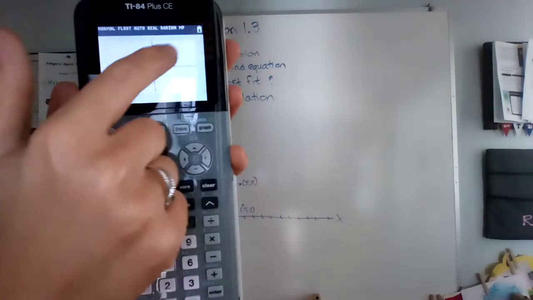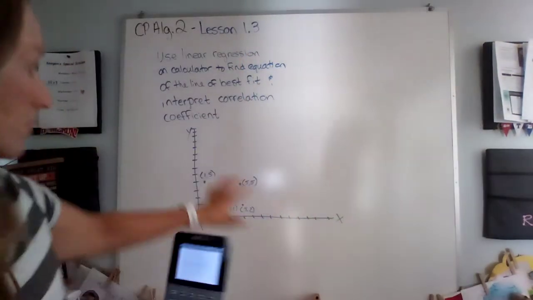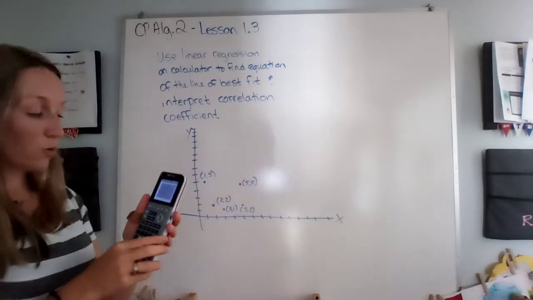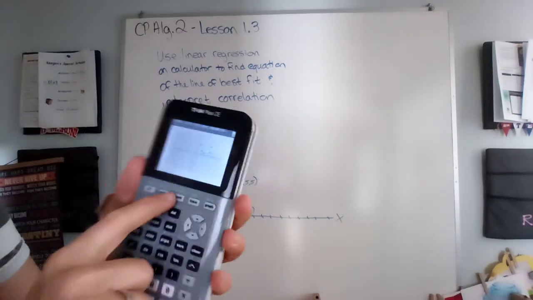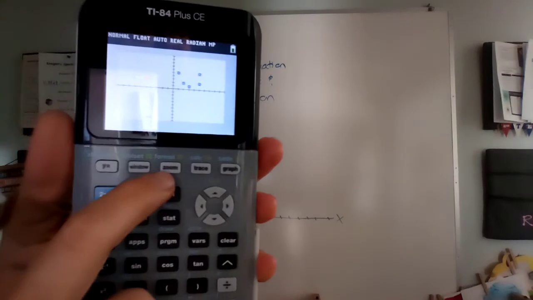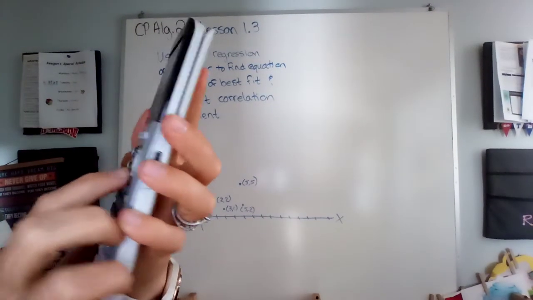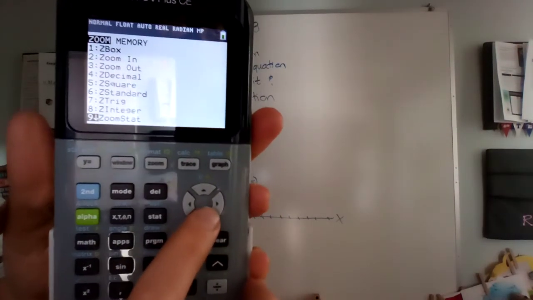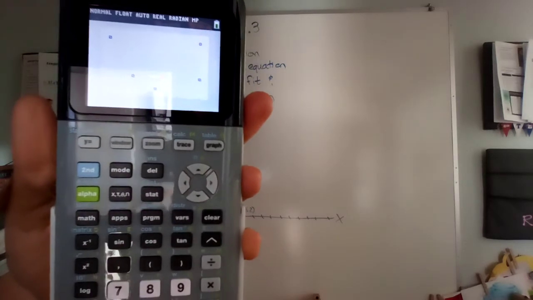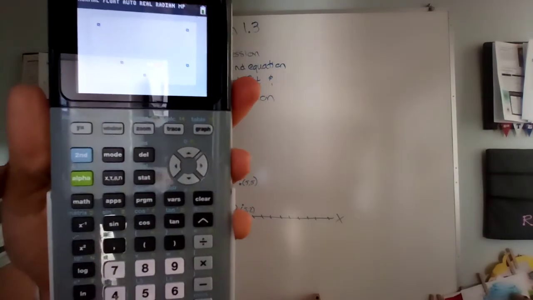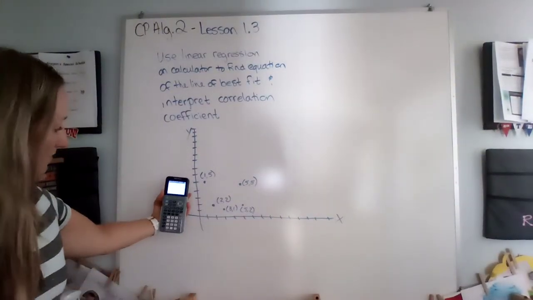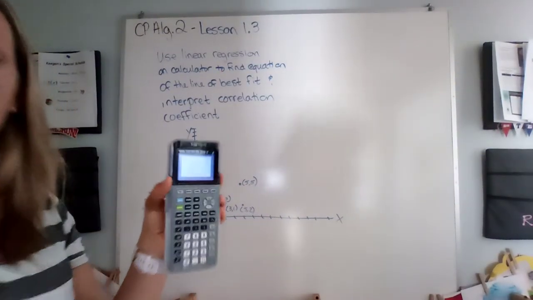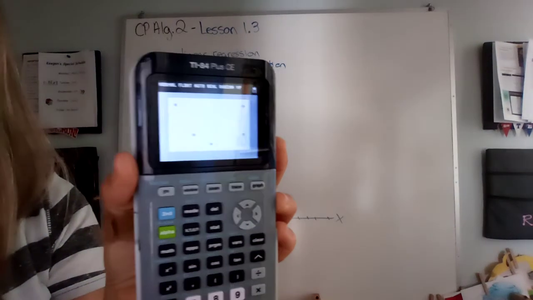If I only want to zoom in and look at just that one quadrant, so it looks like how my board looks, I'm going to hit the word zoom right here. Then I'm going to go down to zoom stat, which is number 9. You can either hit 9 or scroll down to 9, ZoomStat, and push enter. Now you're only viewing the first quadrant, and it matches a bigger version of what I have on my board.